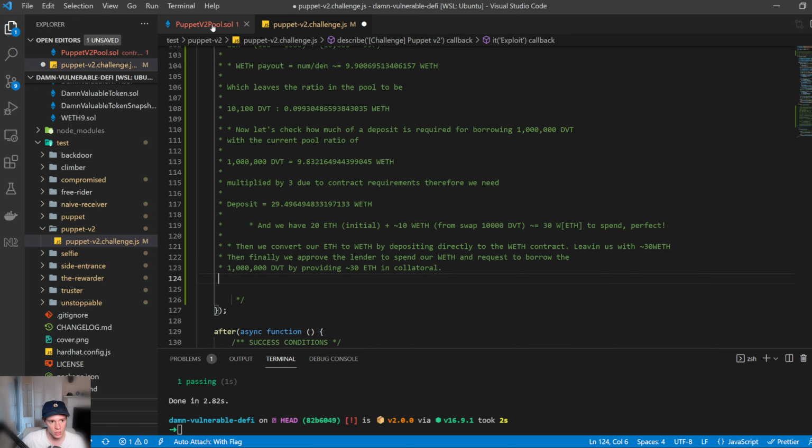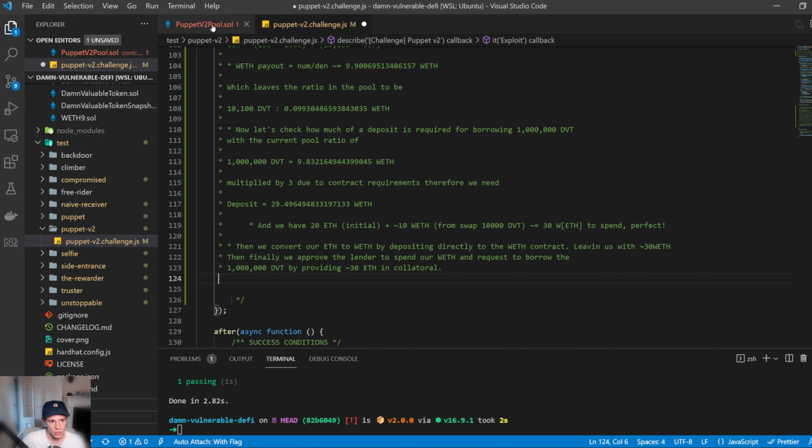Okay, so the next thing that we need to do is transfer the remaining ETH to WETH, and we need to save some for gas. So remember that we only had a little bit of leftover. So we only had around, it was like 29.5 WETH that was required for the deposit. So we have exactly 20 ETH in our wallet now. So we want to translate that now to WETH.